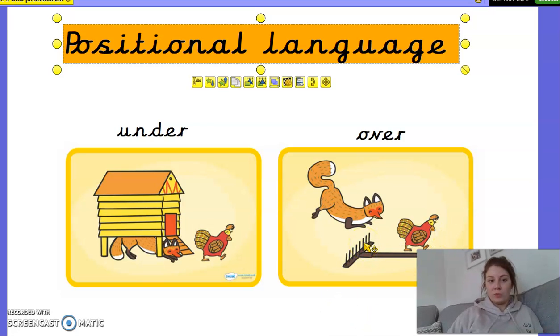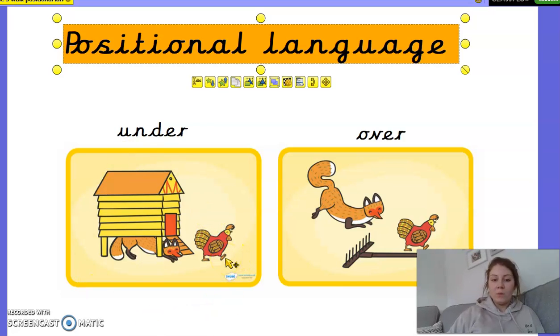Okay, so if you've watched the video, you will have enjoyed the story and hopefully liked it. In this session, we're going to be thinking about all the different ways that Rosie the hen moved and all the different ways that the fox moved in the story. We're going to be trying to use some words to help us describe their different movements and where they are. So let's have a look at the first photo.